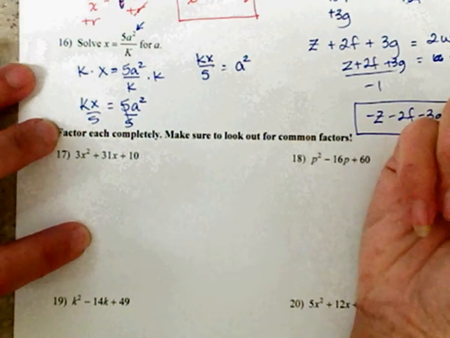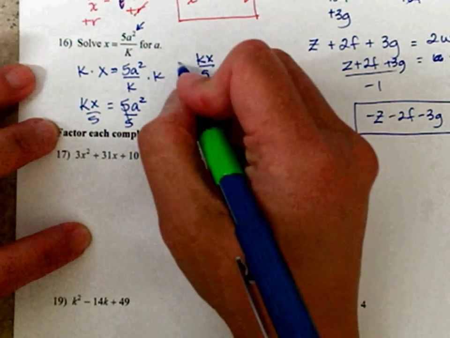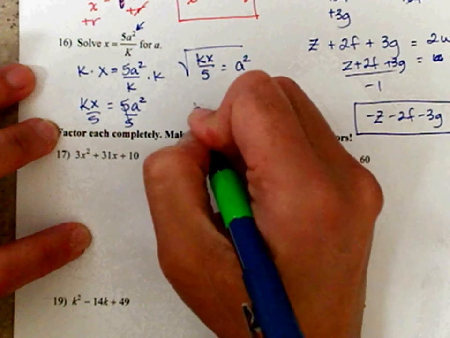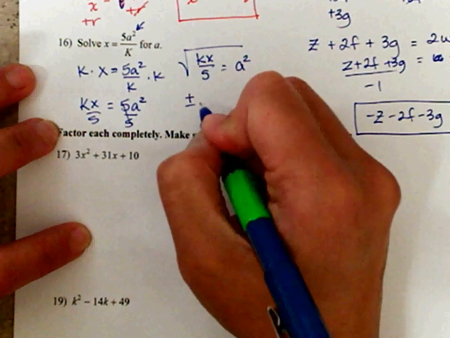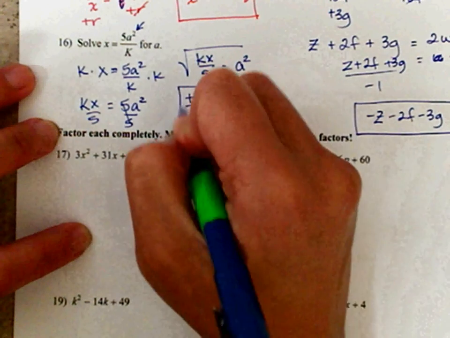What do you use to undo the square? You take a square root. So a is equal to, remember when you take a square root, you have two answers, plus or minus the square root of kx over 5. And there you have your solution.